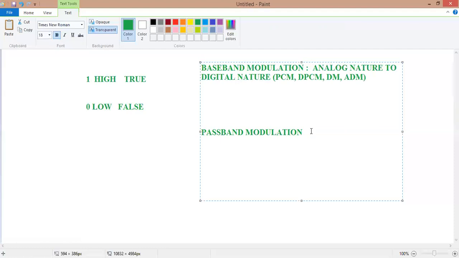But what happens for passband modulation? Passband modulation is like our previous case. That means in passband modulation, the carrier signal is modified, but by following what? By following the digital message. In analog modulation, we found the message in analog form. But in passband modulation, we will see our message in digital form. The message in digital form is the most important thing.